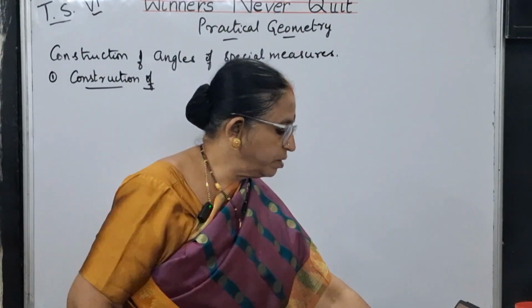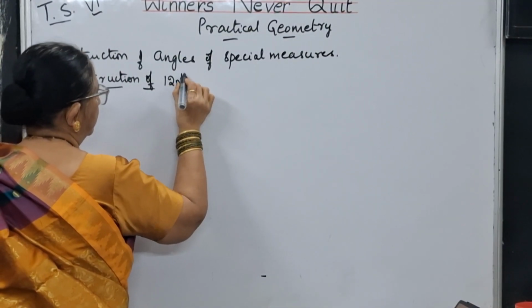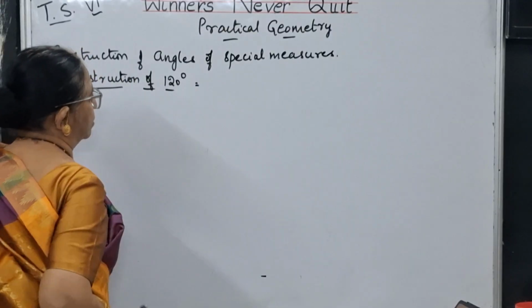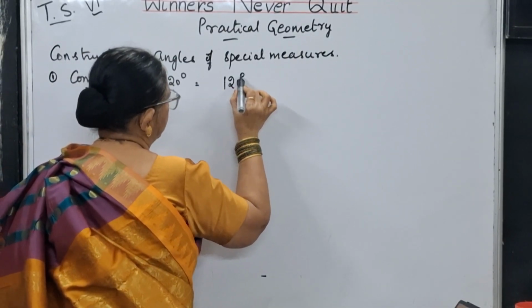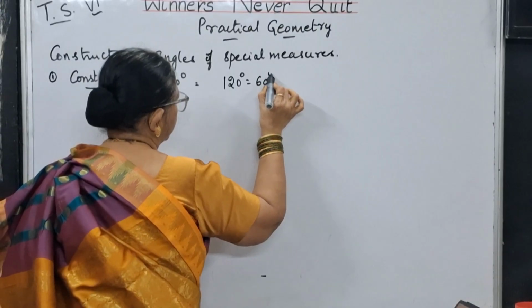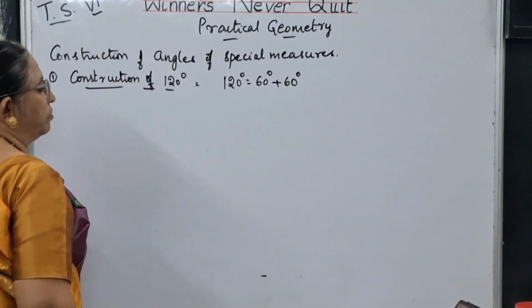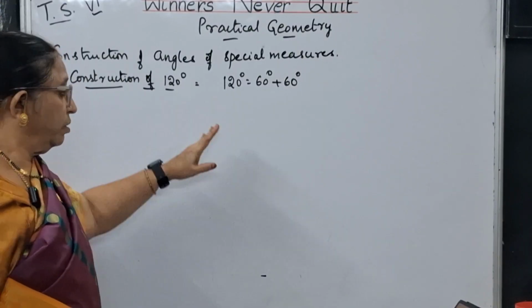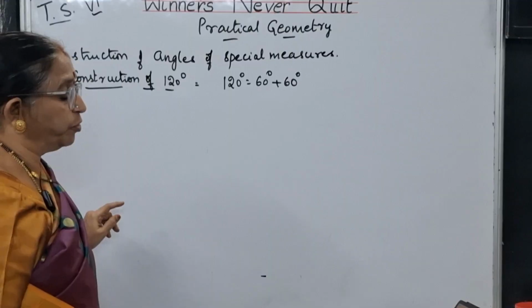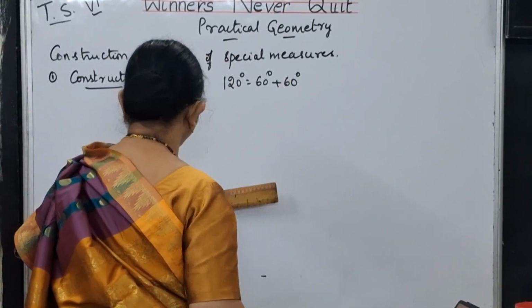Now, construction of 120 degrees. So, how will you construct? See, children, you have to take the concept here. 120 degrees is nothing but 60 degrees plus 60 degrees. That means if you could draw two 60 degrees with the same arm, we can say, then we can do the construction.